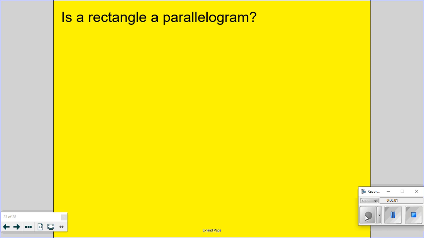Board. It was a little bit from yesterday. Go ahead and get this written down. We didn't quite get to this question yesterday, so we're going to get to it today. It says, is a rectangle a parallelogram? Go ahead and write that down as the title in the next blank page.